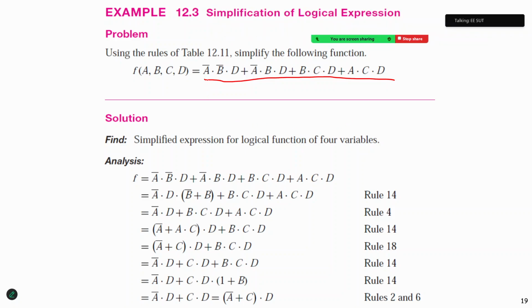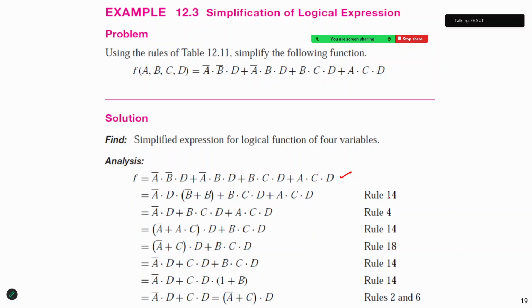So in this case we have A inverse and B inverse and D, plus A bar and B and D, plus B and C and D. We can analyze this complex function using the algebra rule, similar to a mathematical rule. So the function is this.